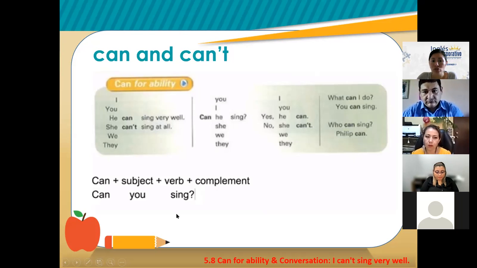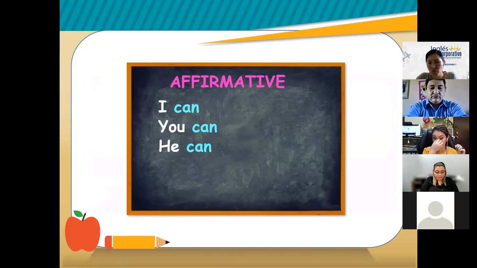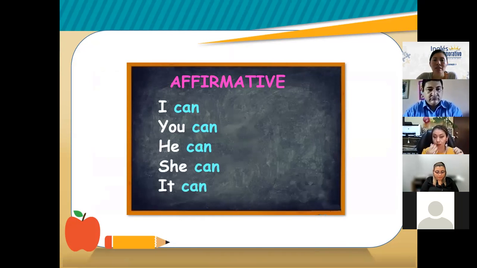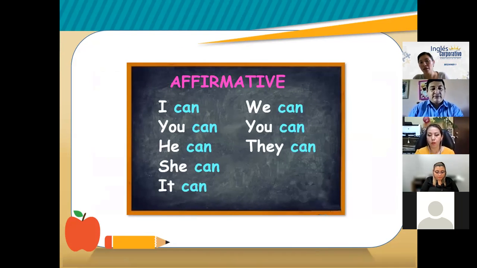So those are some of the questions that you can find as an example, okay? Now, this is the affirmative form, right? Something probably very simple. And the only thing that you have to remember is to add the verb in the base form, right? So this is going to be the affirmative way. Y pues ya dijimos que no tenemos que preocuparnos por nada más. Nada más que agregar can y el verbo de forma base a la par.